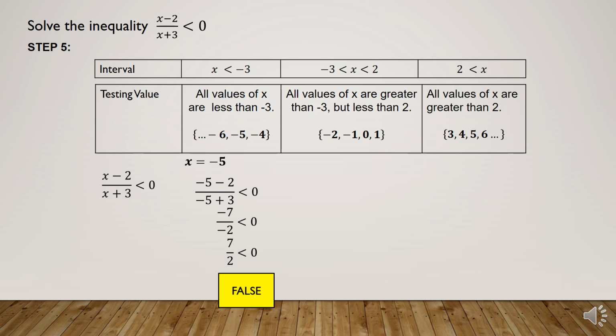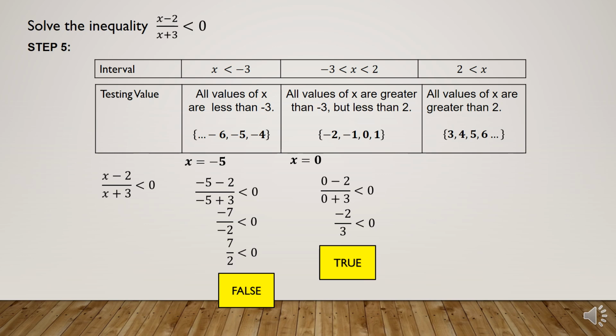Then, for the second interval, we will choose 0 to make it easier for us. Then, substitute to the given inequality. So, (0 minus 2) over (0 plus 3) is less than 0. We do not know yet. So, 0 minus 2 is negative 2, over 0 plus 3, which is positive 3. So, we have negative 2 over 3 is less than 0. Of course, this statement is true because all negative values are always less than 0.